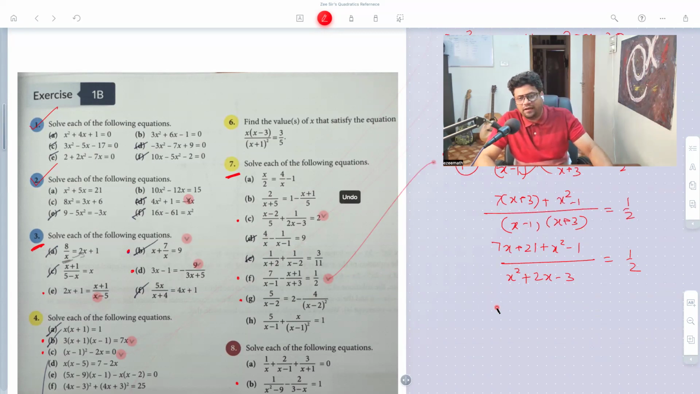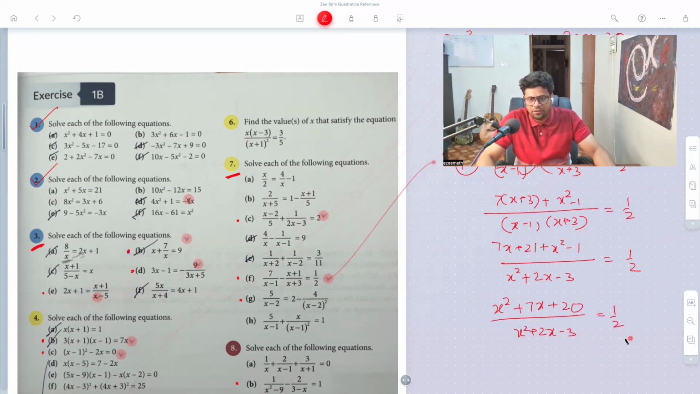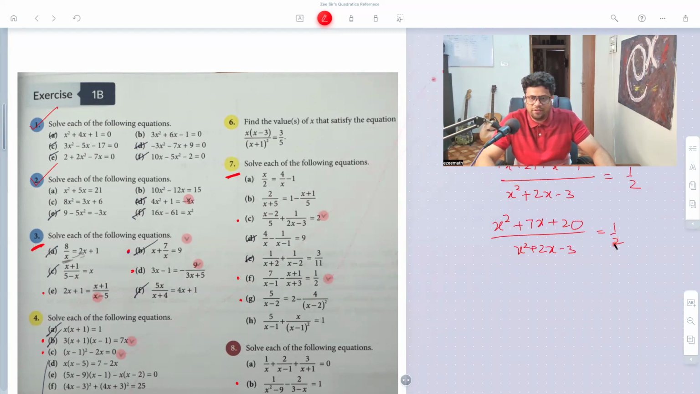So how about we write it as x² + 7x + 20 divided by x² + 2x − 3 equals 1 over 2. Now you cross multiply. The 2 multiplies with that, and it gives you 2x² + 14x + 40 equals x² + 2x − 3. Take everything to the left now.